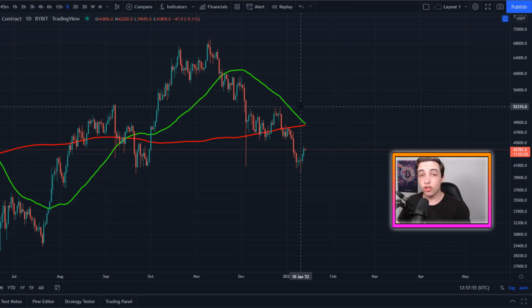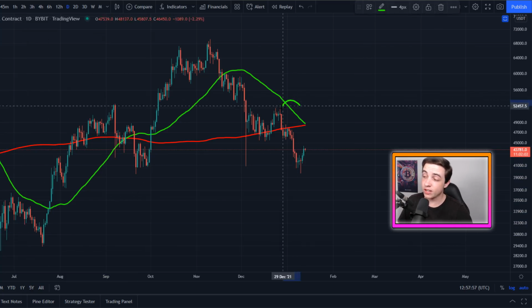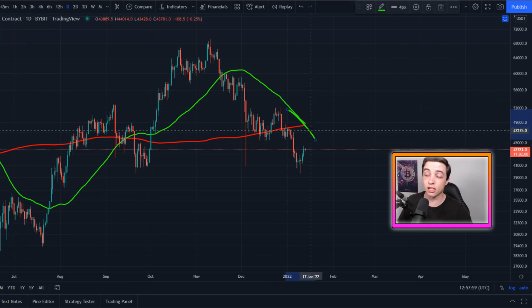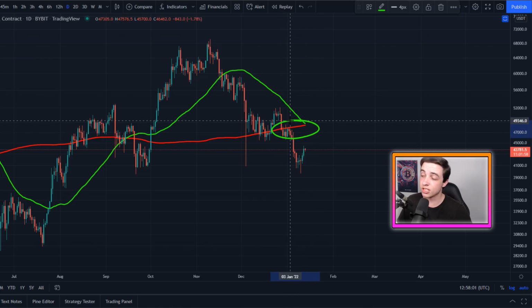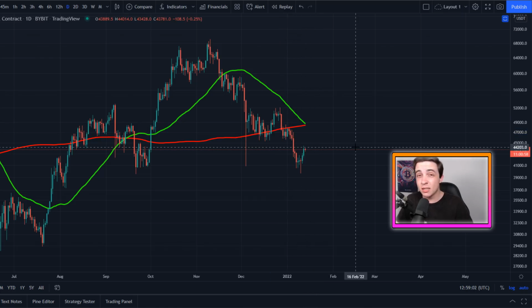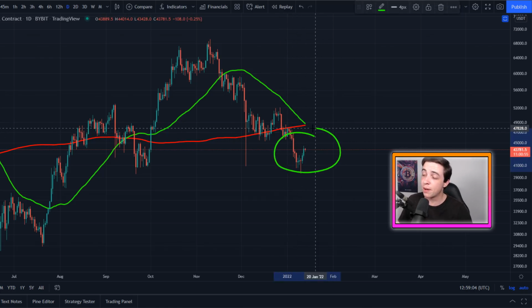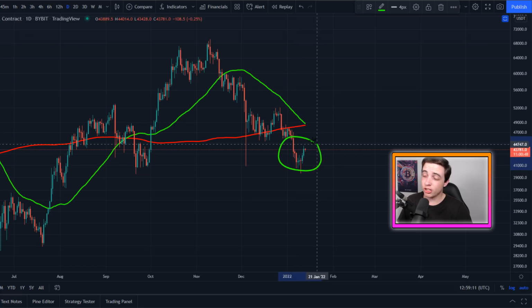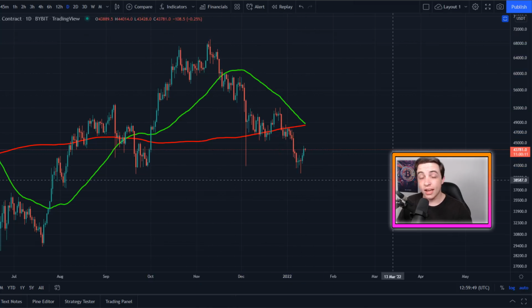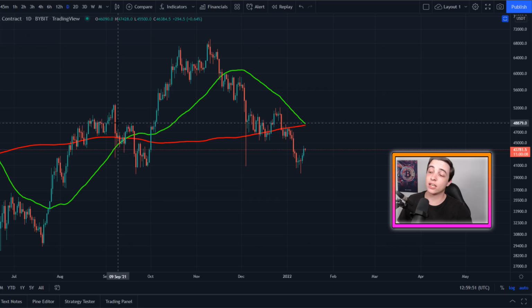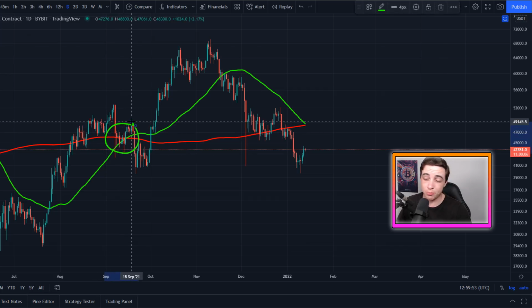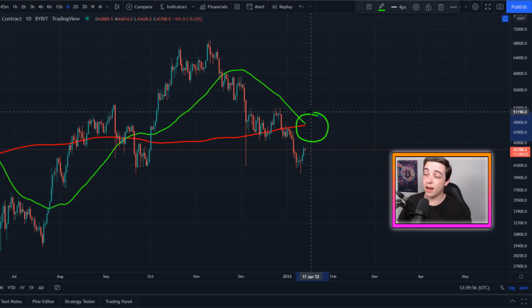But then when we see the shorter moving average, so the 50-day moving average, once again cross underneath the longer moving average, which is the 200-day moving average, technically speaking, that is supposed to mean that we are looking more bearish compared to bullish because the recent price action is below the older price action. And so that is the reasoning behind why a golden cross is meant to be bullish for the Bitcoin price and a death cross is meant to be bearish for the Bitcoin price.